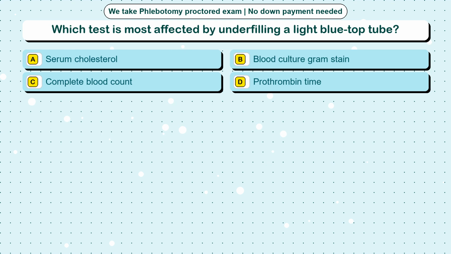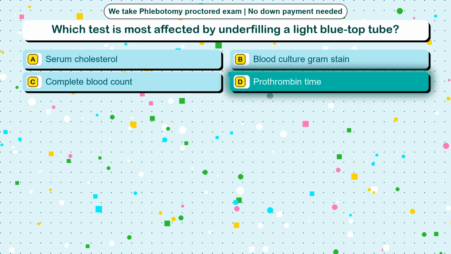Question 44. Which test is most affected by underfilling a light blue top tube? Option A. Serum cholesterol. Option B. Blood culture gram stain. Option C. Complete blood count. Option D. Prothrombin time. The correct answer is option D.